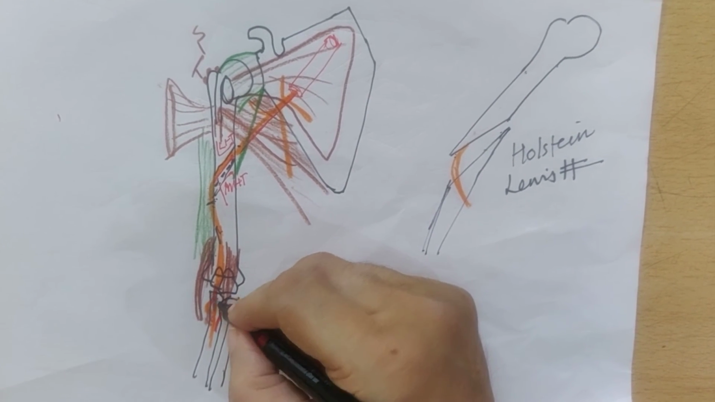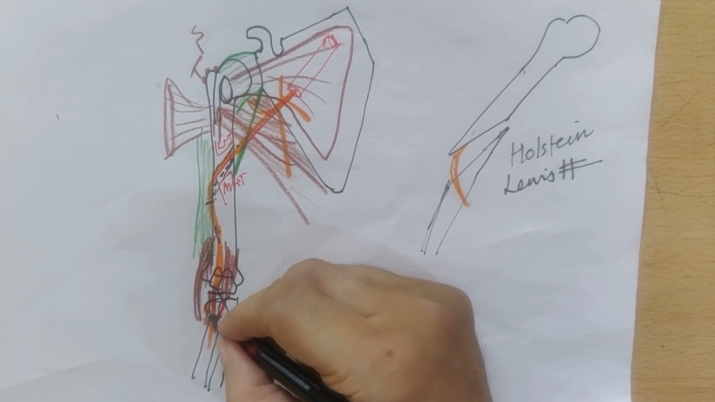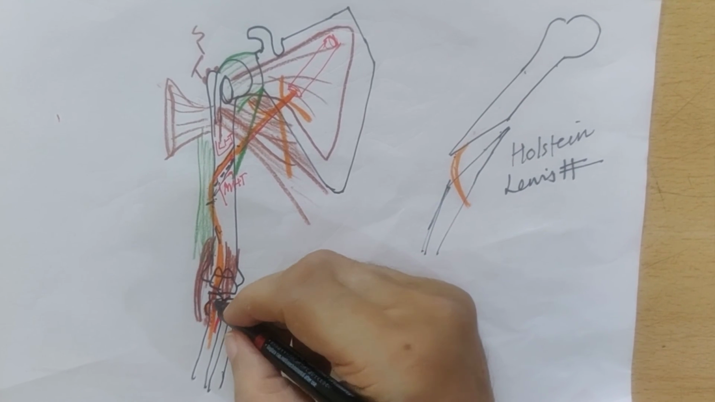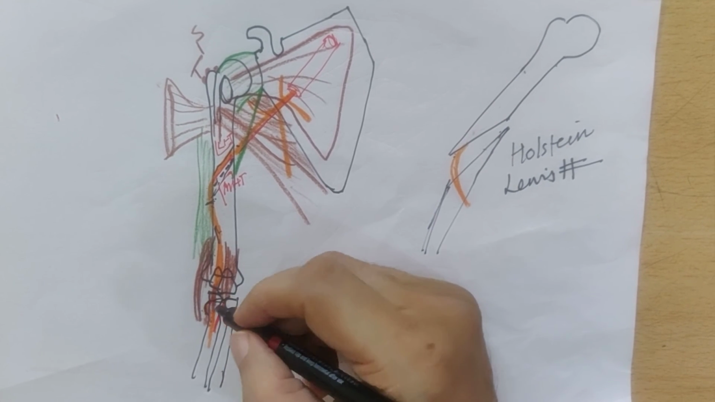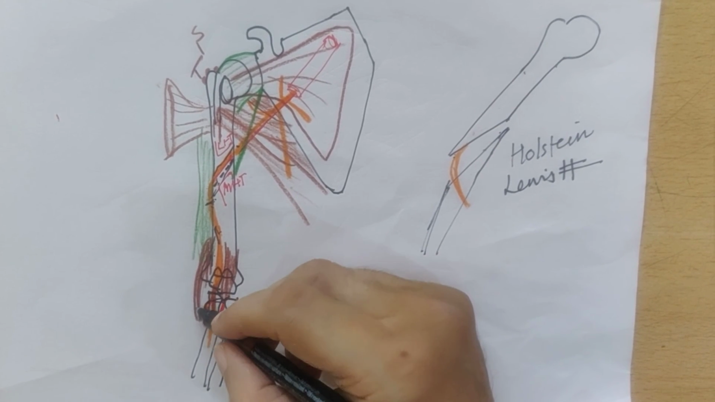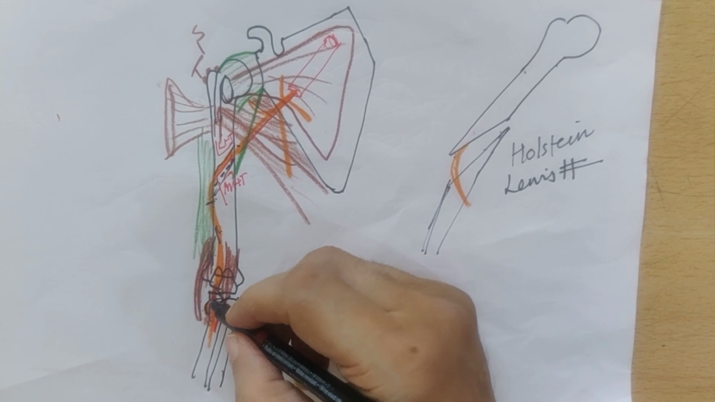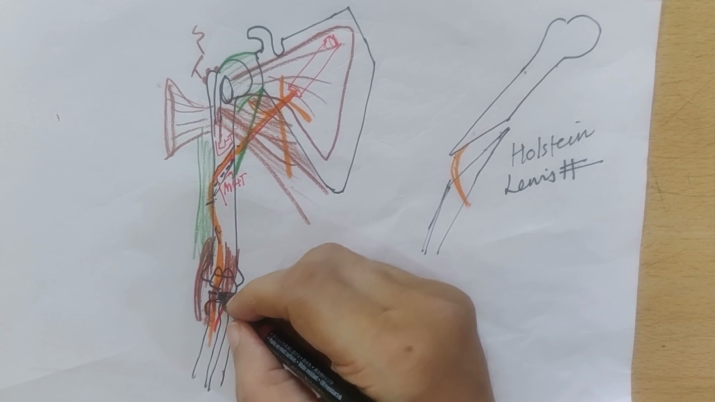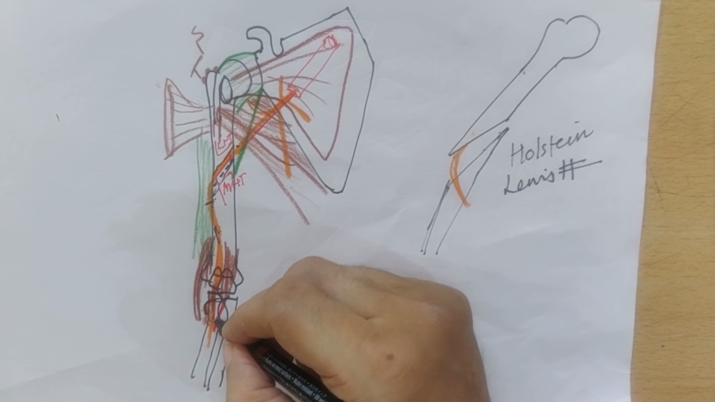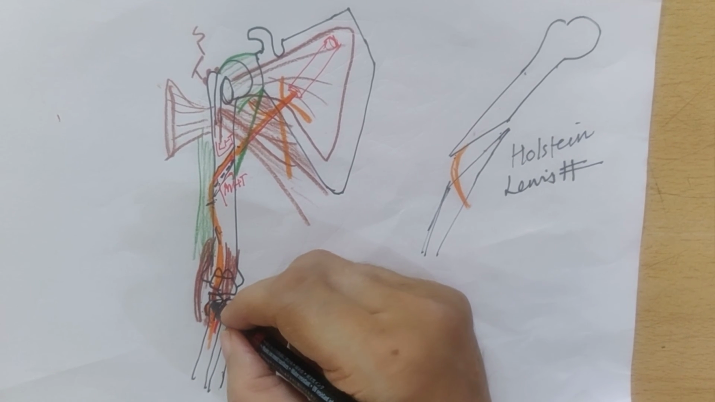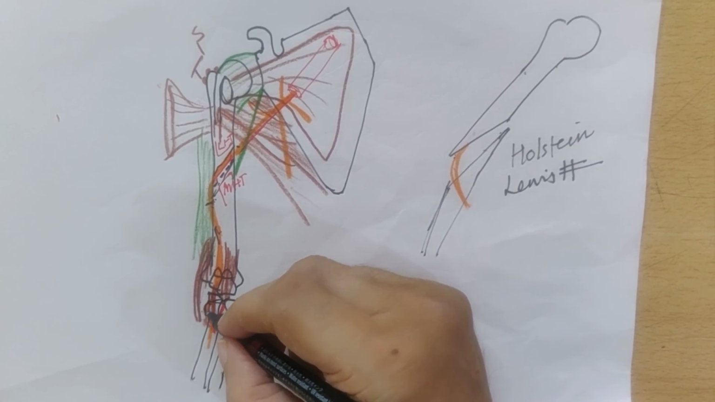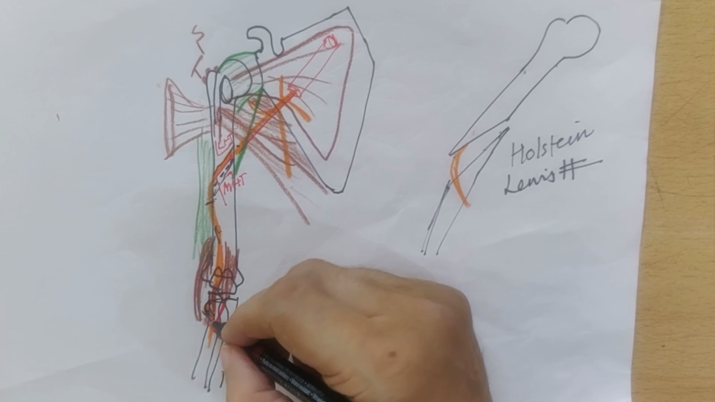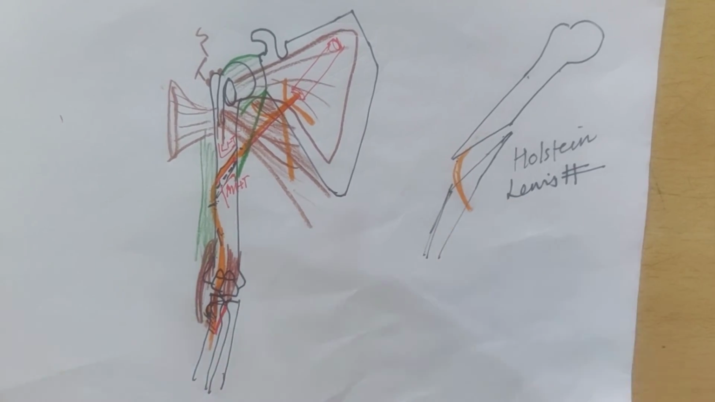So when you are excising the head of the radius, you have to save this posterior interosseous branch, which is winding between the fibers of the supinator. And you do it by pronating the forearm when you are excising the capsule, because that would relax this posterior interosseous branch of the radial nerve. So just under the annular ligament, between the fibers of the supinator, this nerve passes behind and supplies all the extensors.